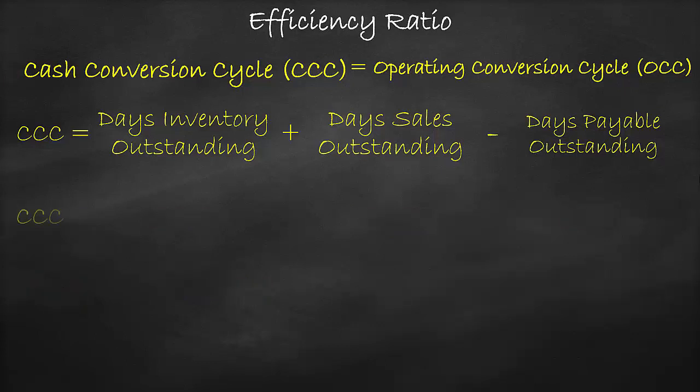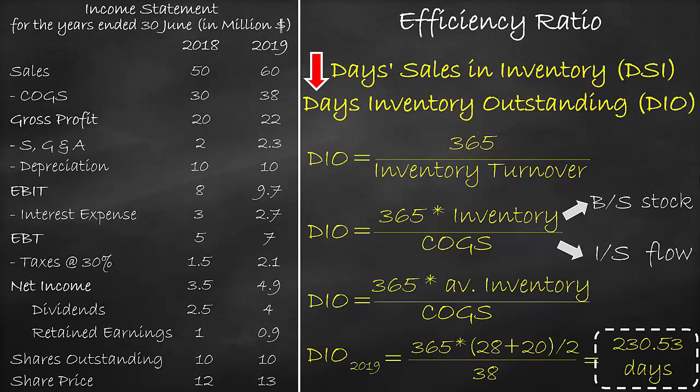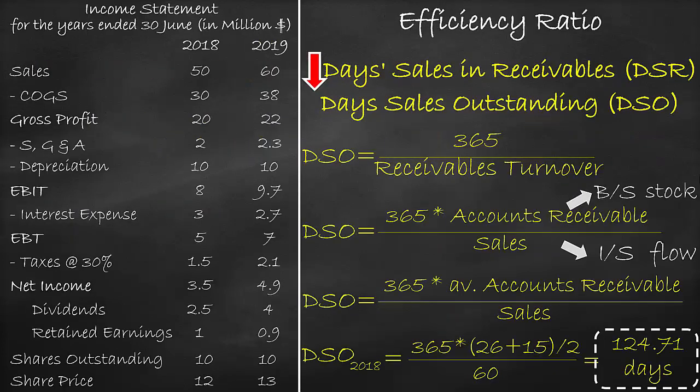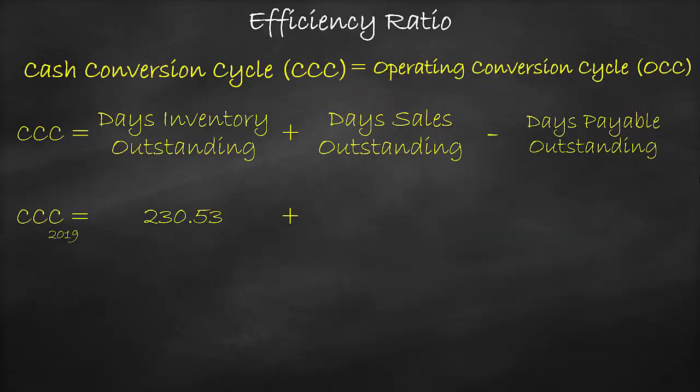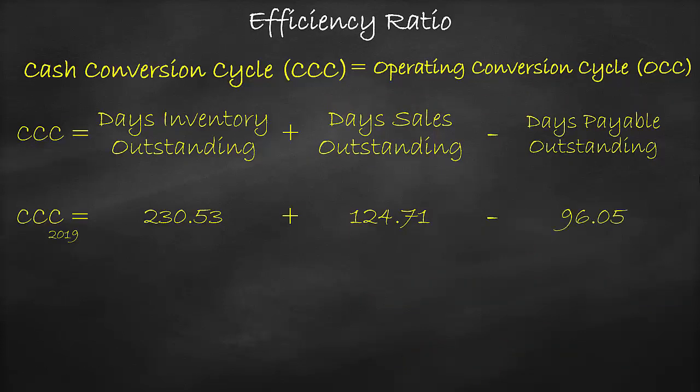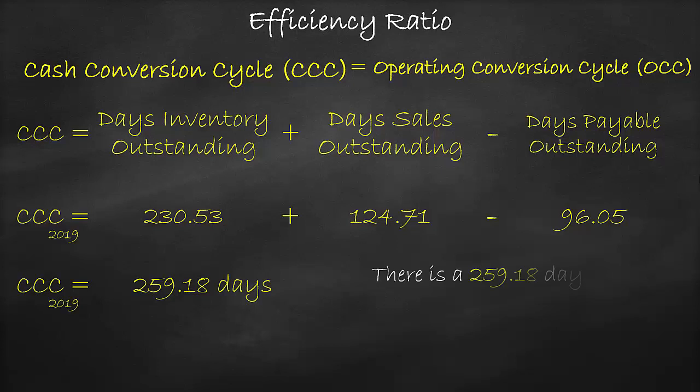Next, let's calculate the cash conversion cycle for the year 2019. We calculated the days inventory outstanding of 230.53 days in 2019 earlier. We calculated the days sales outstanding of 124.71 days in 2019 earlier. And we also calculated the days payable outstanding of 96.05 days in 2019 earlier. So, the cash conversion cycle for the year 2019 is equal to 230.53 plus 124.71 minus 96.05, which is equal to 259.18 days. The unit of the cash conversion cycle ratio is days.